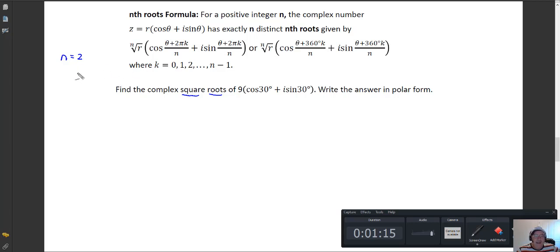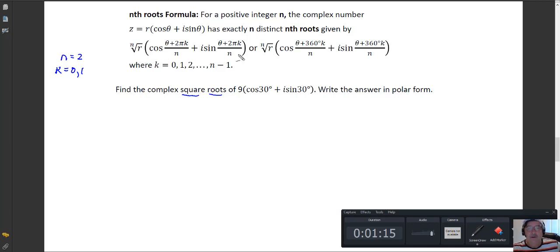Now notice k here starts at 0. If n is 2, k goes 0, 1, and stops. It's always 1 less than whatever the n number was. So for example, if this was a cube root, k would be 0, 1, 2. If this were a fourth root, k would be 0, 1, 2, 3, and so forth. Okay. Now, the rest of these things, I don't think it's hard to find.